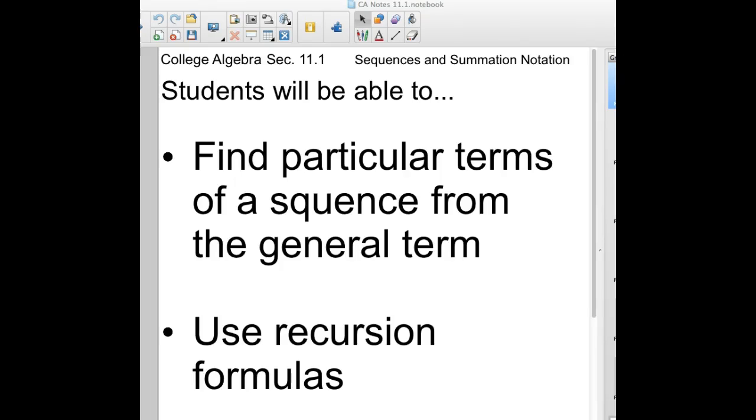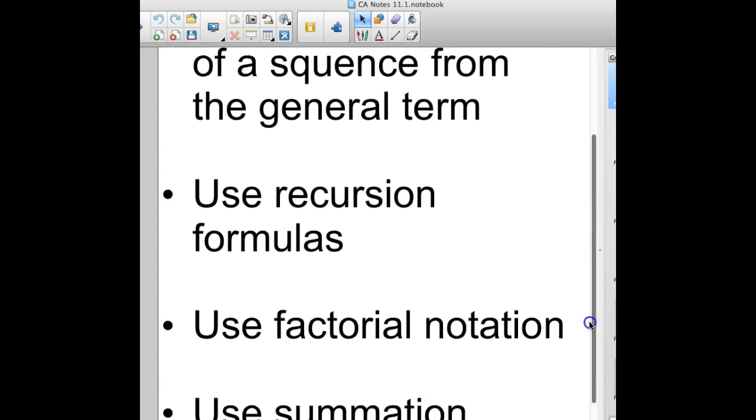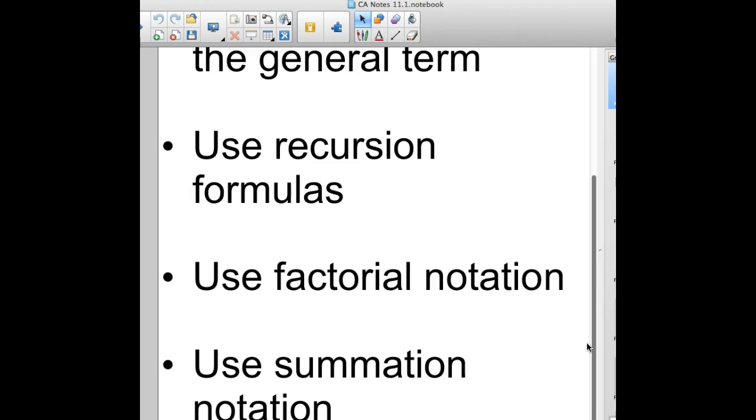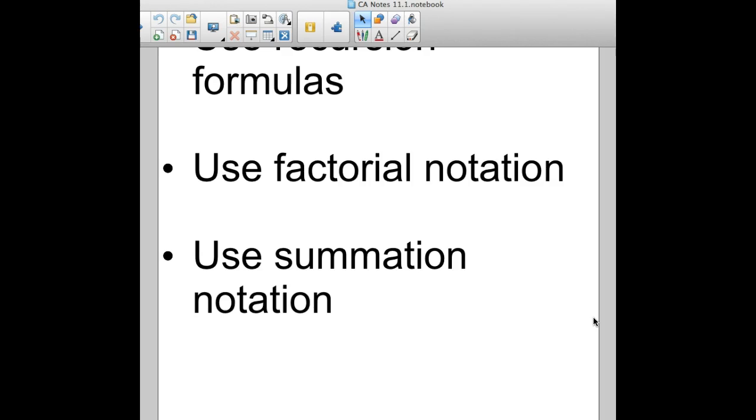This is the notes for college algebra section 11.1 dealing with sequences and summation notation. Our learning objectives today are to find particular terms of a sequence given a general term, look at how to use recursion formulas, and how to use factorial notation. And then tomorrow we'll focus on this one dealing with summation notation.